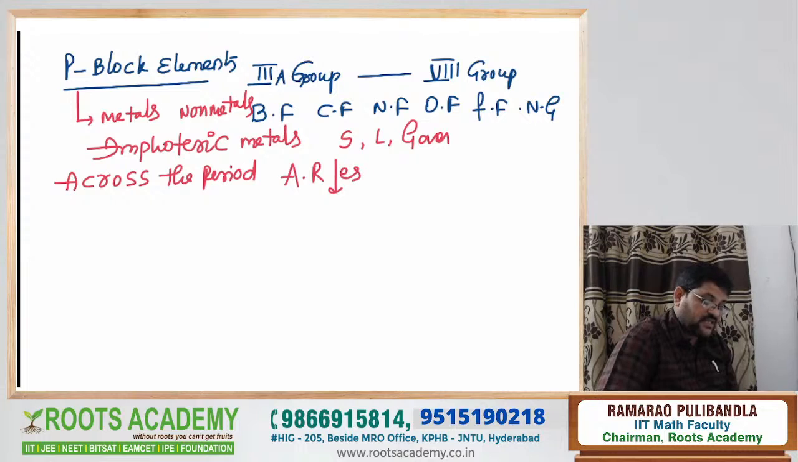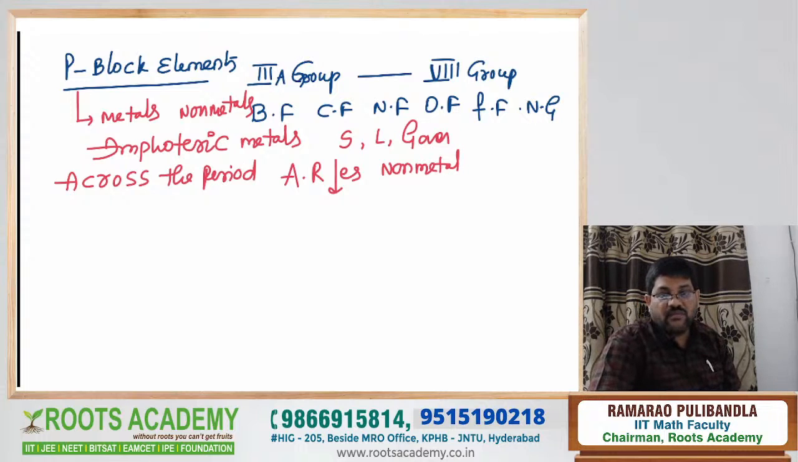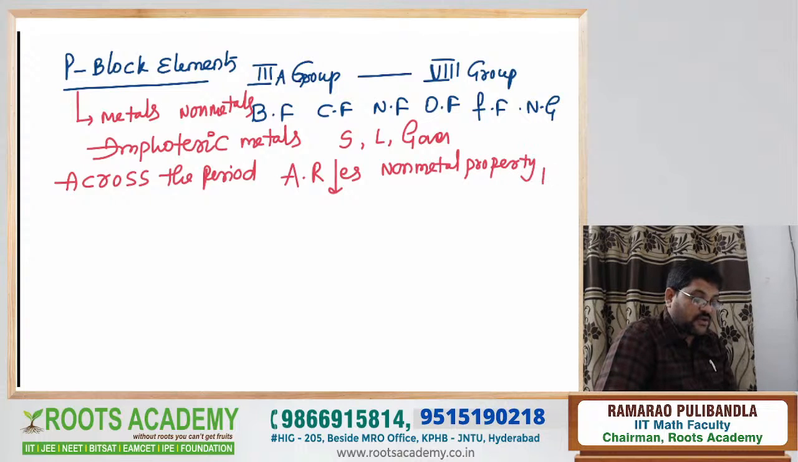As atomic radius decreases, non-metallic nature increases. Mostly students classify the modern periodic table. Across the period, atomic radius decreases, non-metallic property increases, right? Non-metallic property increases across the period.